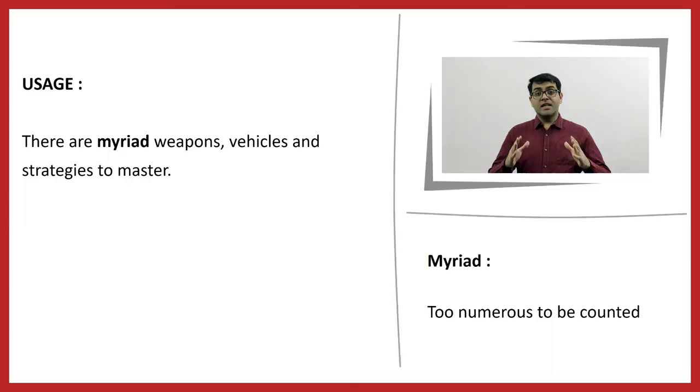Let us paraphrase the usage here. There are myriad weapons, vehicles, and strategies to master. The word myriad is used for countless or extremely great number of people or things. There are myriad strategies to master. There are a very large number of strategies to master. Hopefully, we are getting the meaning here.